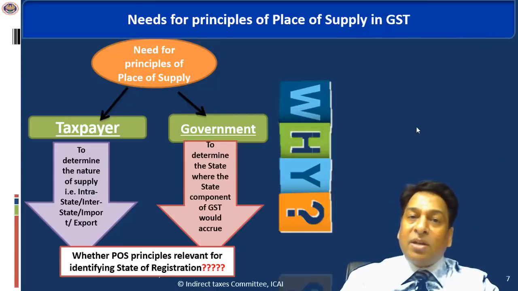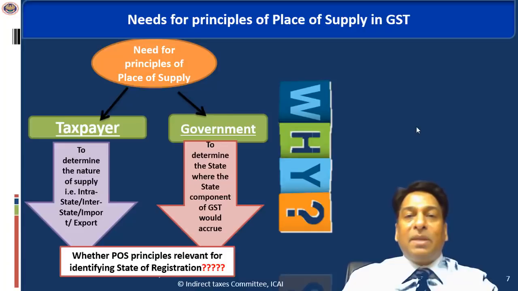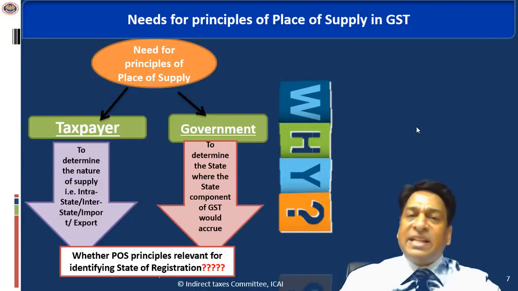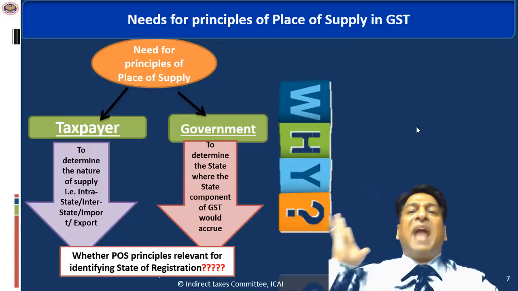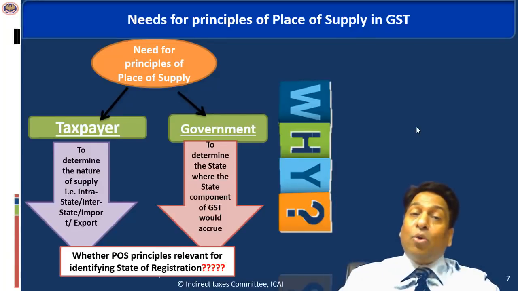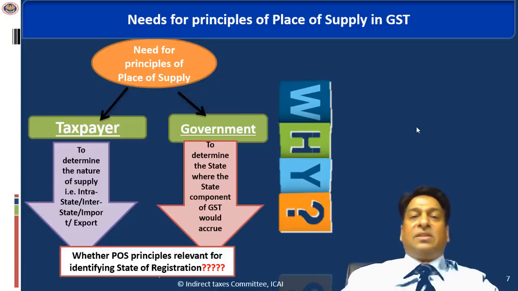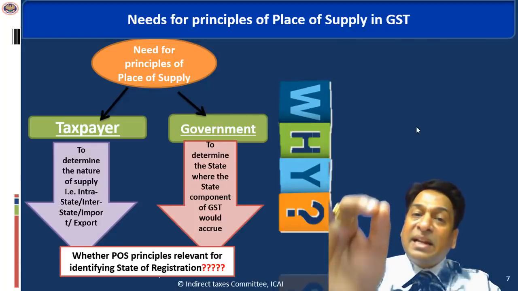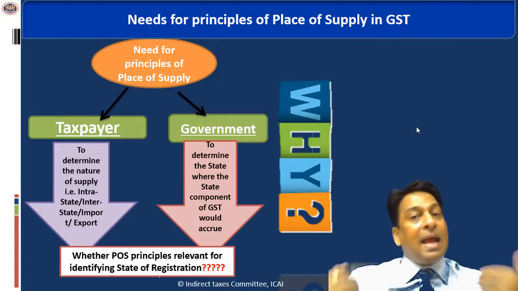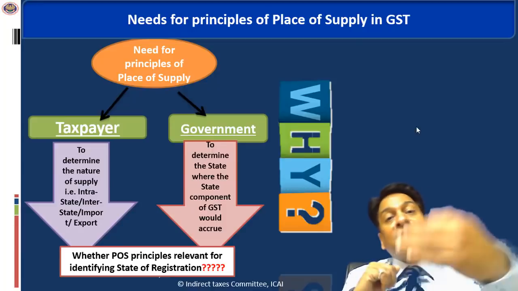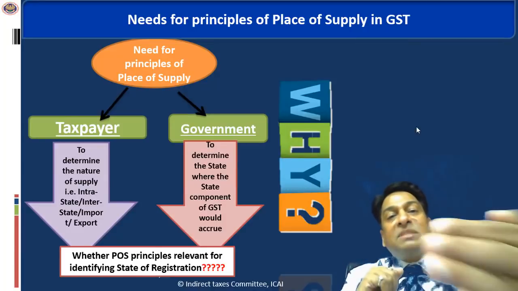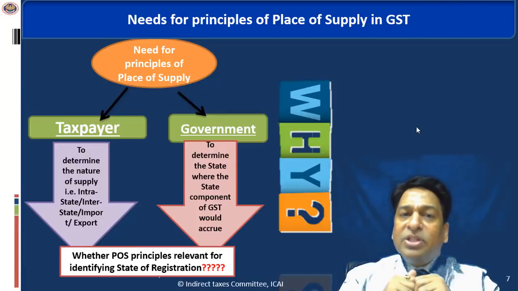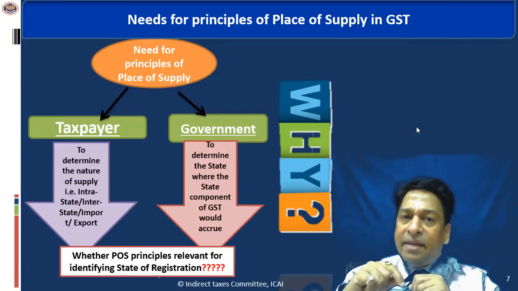Why is it important for the tax department, the government? Because we all know GST is a destination-based consumption tax. It will accrue to the destination state where goods and services are ultimately consumed. So let's say I'm in Delhi and I'm supplying goods to my customer in the state of Haryana. Which state is going to get the GST component? Delhi?